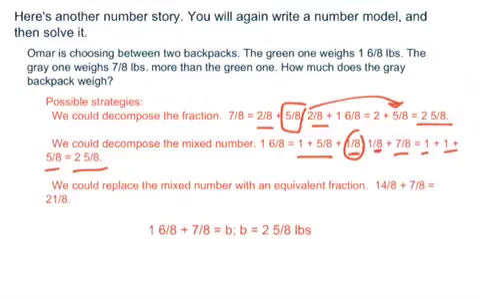And that gives us this as our number model. 1 6/8 plus 7/8 equals, I said B for backpack, you could choose. And B equals 2 5/8 pounds. Make sure you have your labels. Okay, I think we're good there.